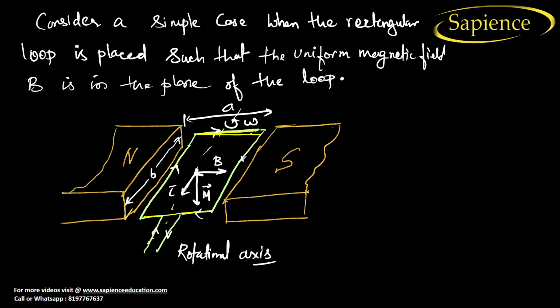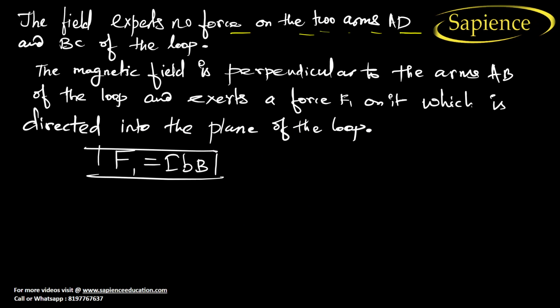So basically what we have learned in this section is that the current carrying wire is parallel to the magnetic field. If you want to see the magnetic field direction, let us see here. This is the magnetic field direction, right? And the current carrying wire is also parallel to the magnetic field. So if the current carrying wire is parallel to the magnetic field, what will happen? The force will be zero. Hence on this side and this side there will be no force. So this is what is written: the field experiences no force on the two arms AD and BC of the loop.